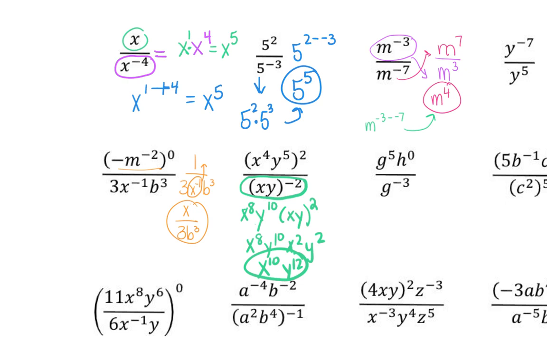On the next one, we have g to the 5th, h to the 0, which is going to be 1, divided by g to the negative 3rd. Because this is negative, we can move this up to the numerator by making that exponent positive. So we have g to the 5th times g to the 3rd, which is g to the 8th.